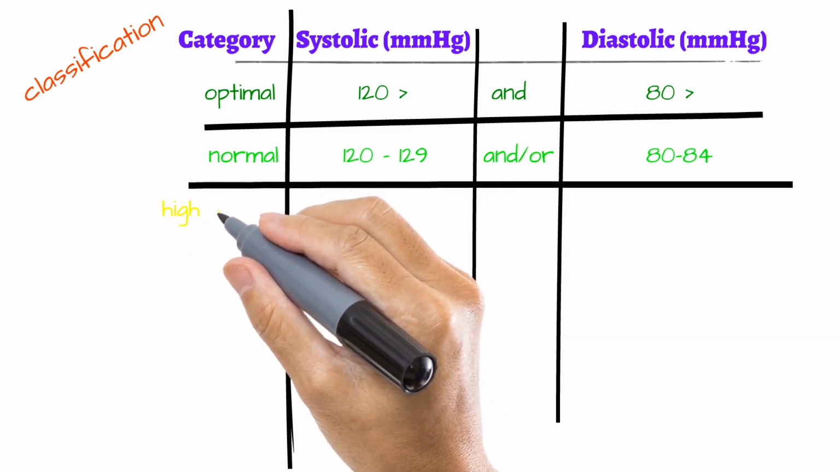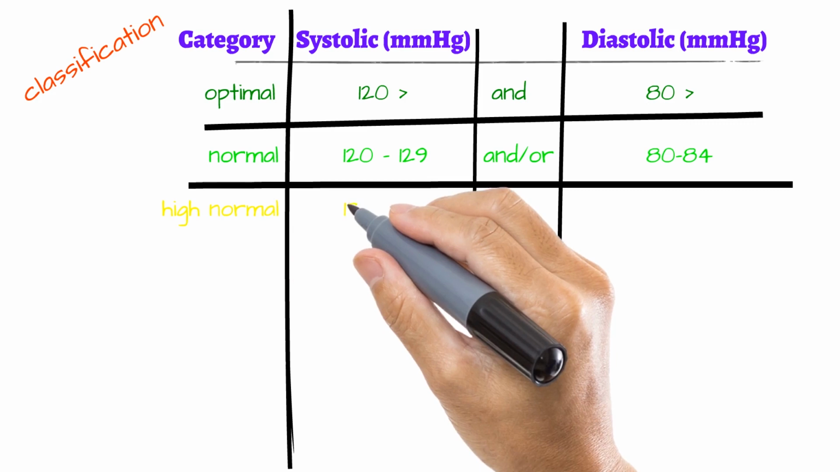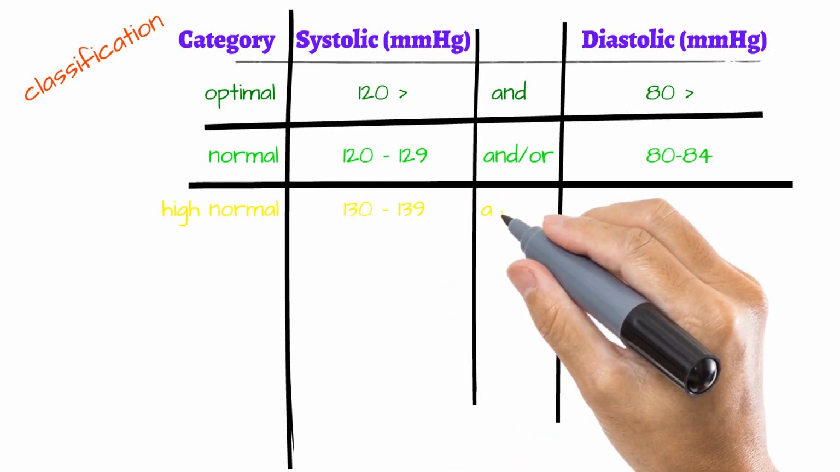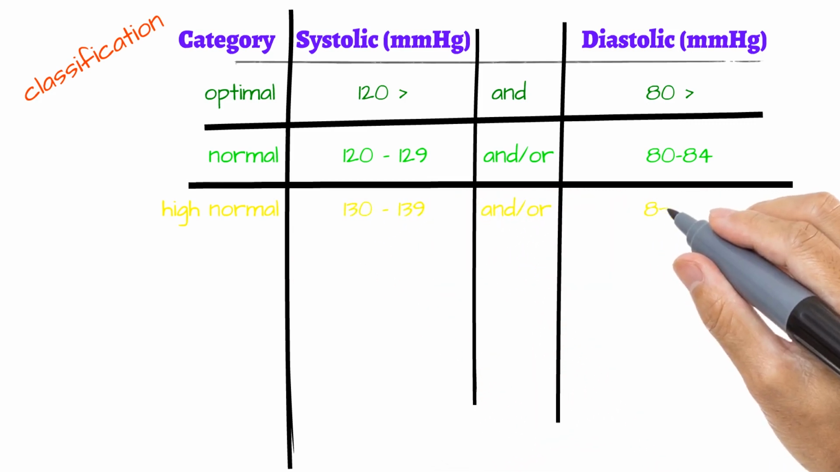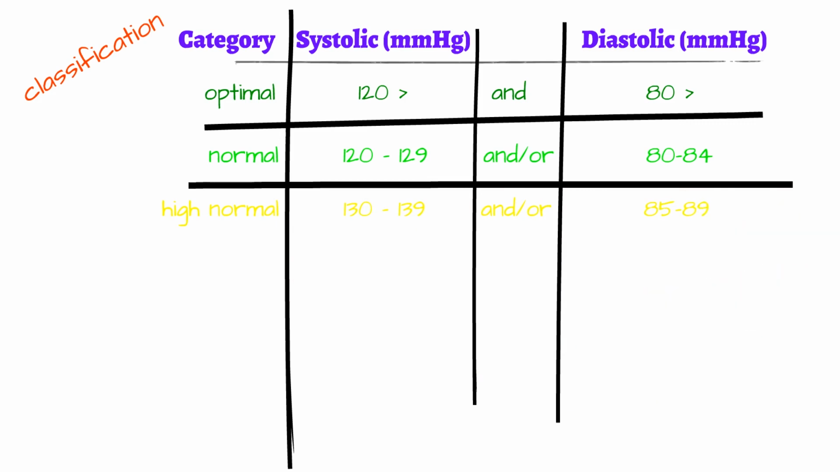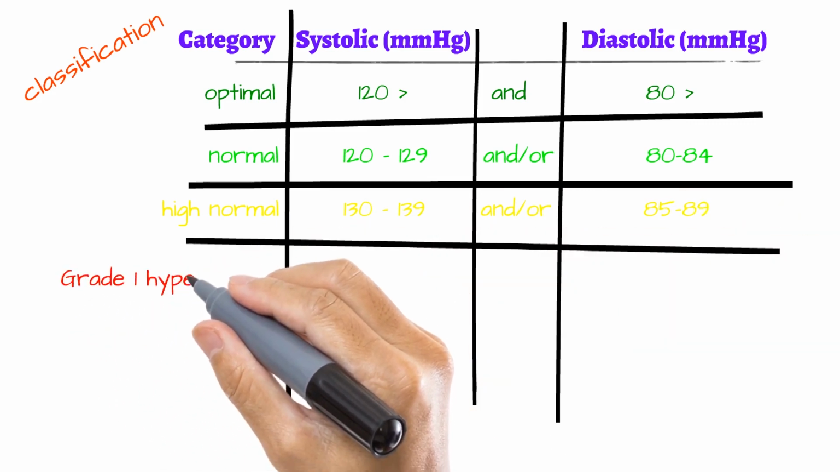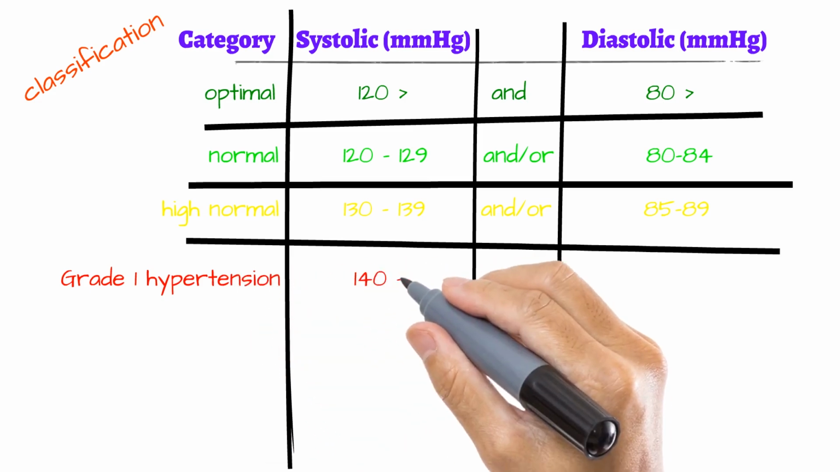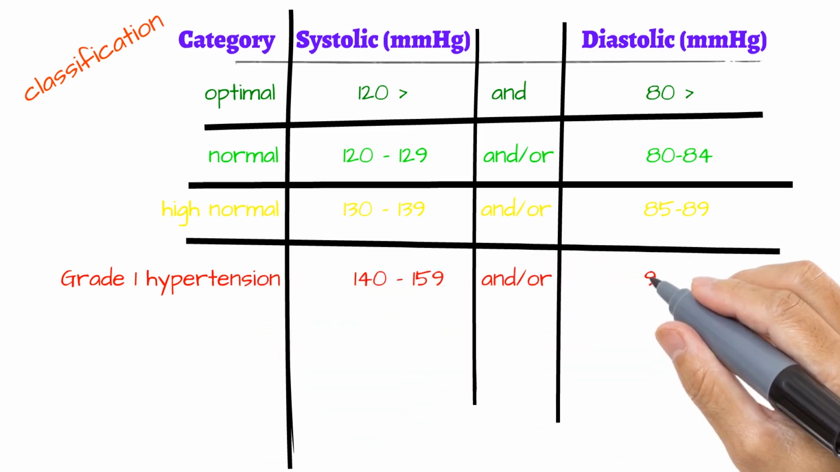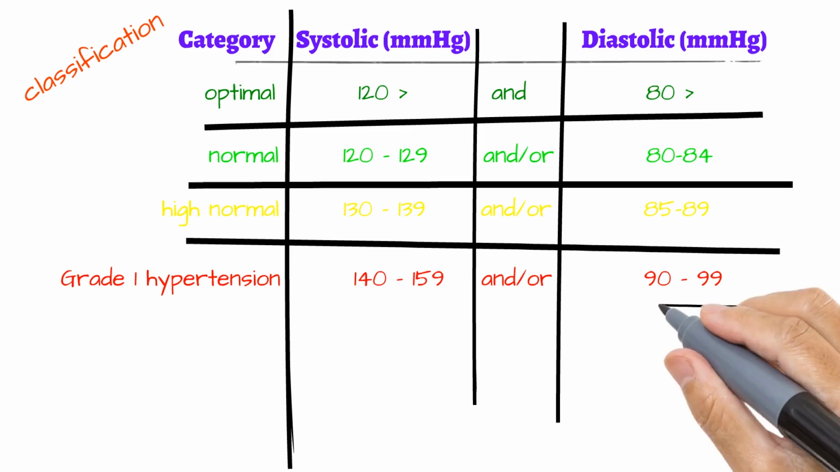High normal, the systolic blood pressure between 130 to 139 and/or diastolic blood pressure between 85 to 89. Grade 1 hypertension, the systolic blood pressure between 140 to 159 and/or diastolic blood pressure between 90 to 99.